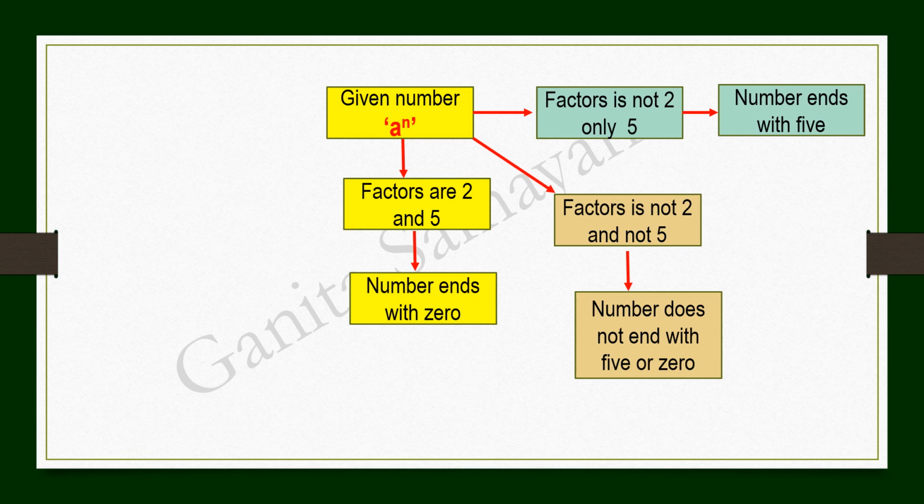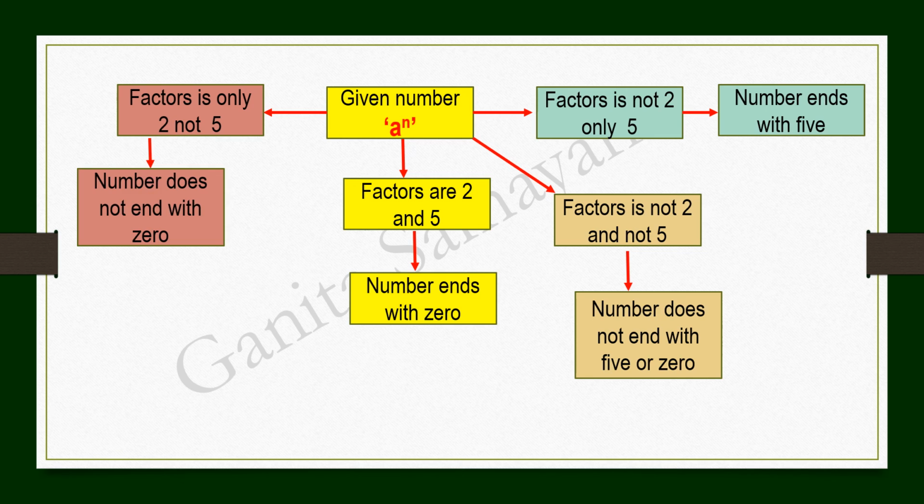Okay, it does not end with 5 or 0. Then the other possibility is that the factor is only 2 and not 5. If the factor is only 2 but 5 is not a factor, then the number does not end with 0.